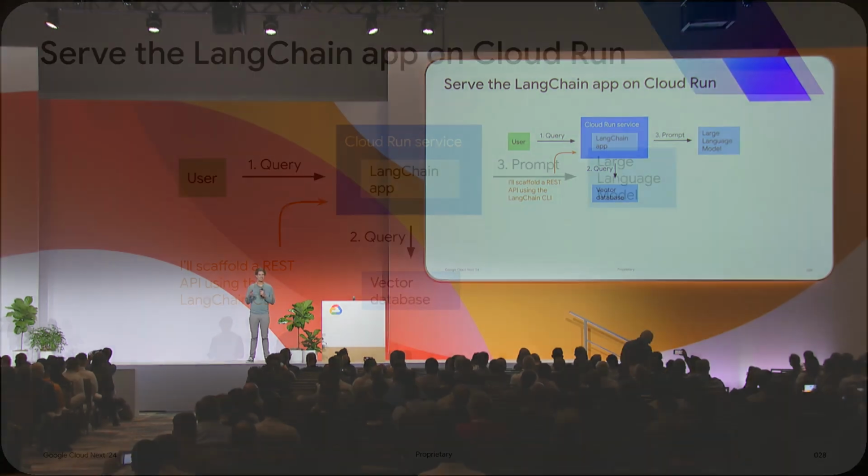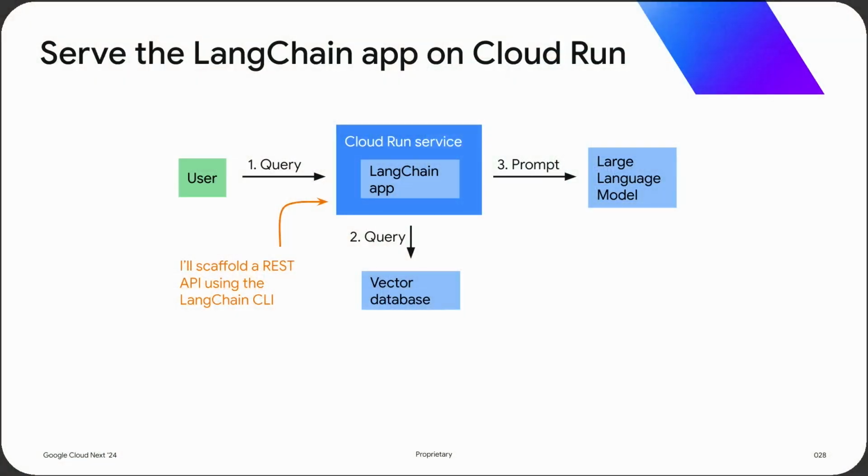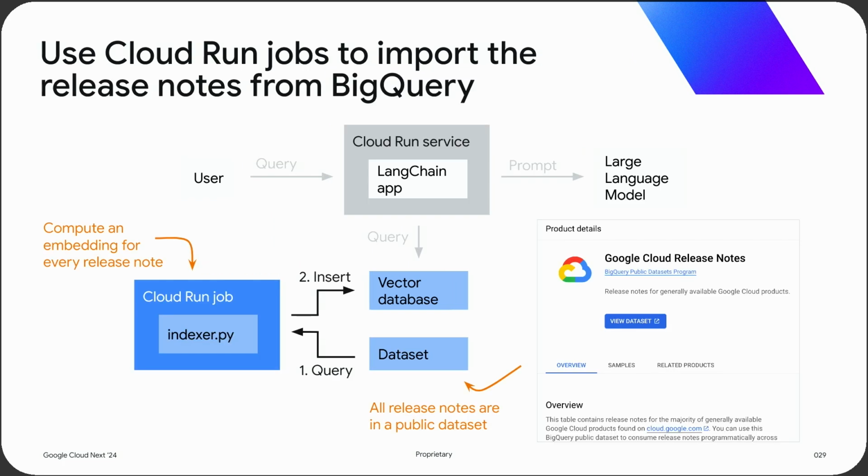And I'll serve this LangChain app on Cloud Run. I will use LangServe for it. So I'll use the LangChain CLI to scaffold the LangServe API. And finally, I'll use Cloud Run jobs to import all those release notes from a data set that we have published in BigQuery. I'll index them, compute the embeddings, and insert the embeddings into the vector store.